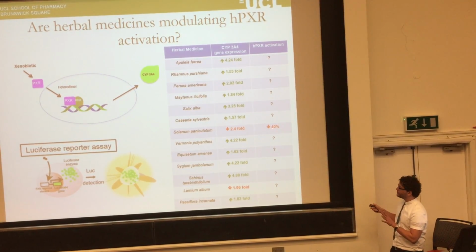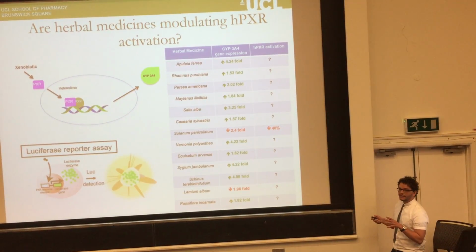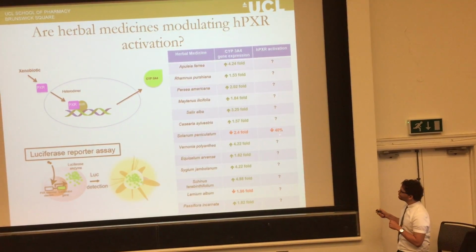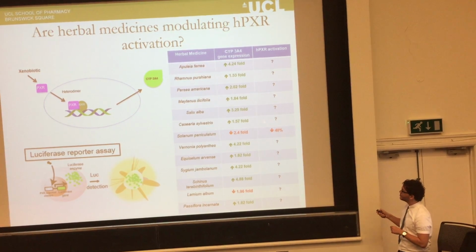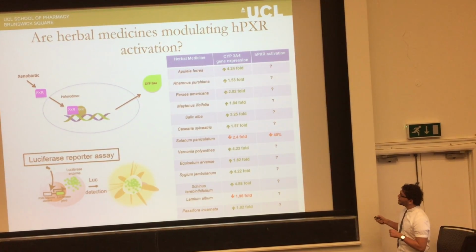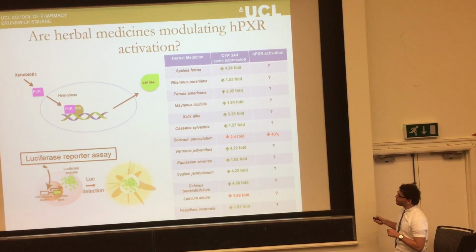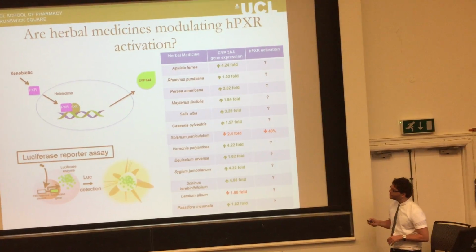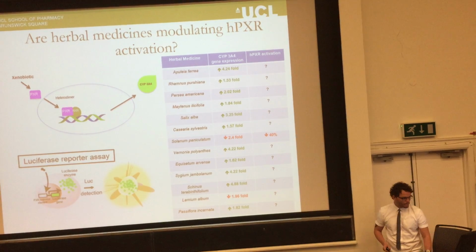The only first result that we got is that Solanum paniculatum, a Brazilian native species, was able to antagonize the activity of the pregnane receptor, which we could correlate with the result that we found here, the decrease of the CYP3A4 RNA expression. The other ones are still being studied, and we just try to correlate those results.